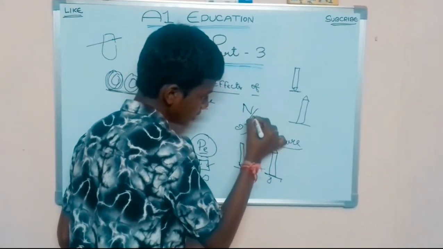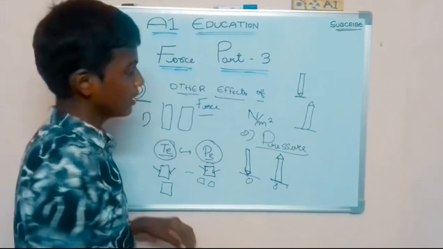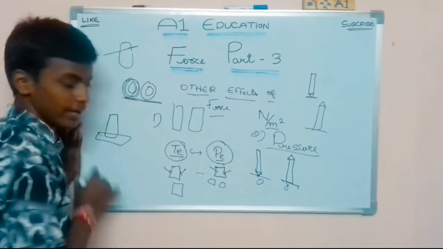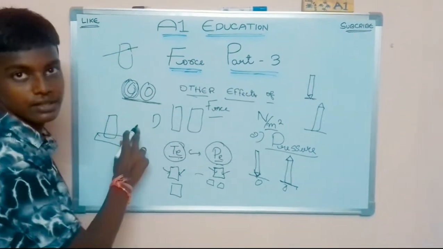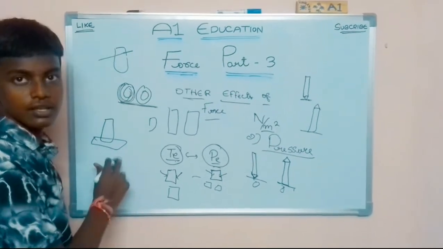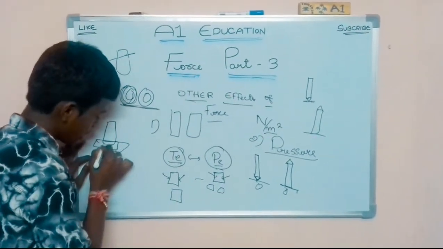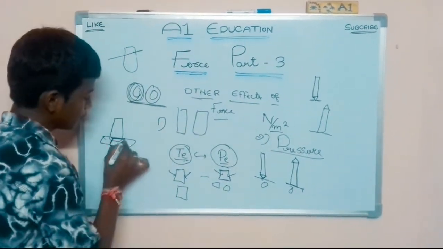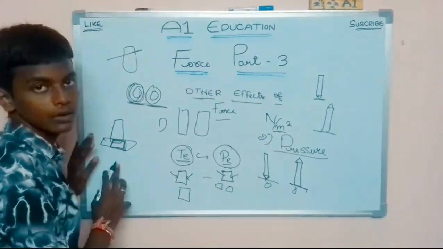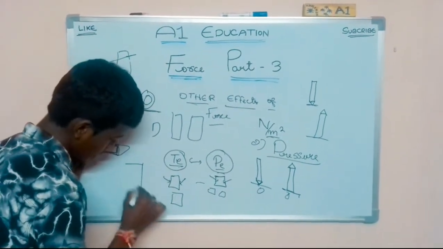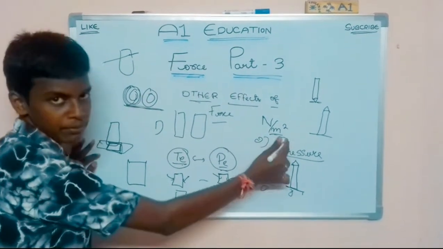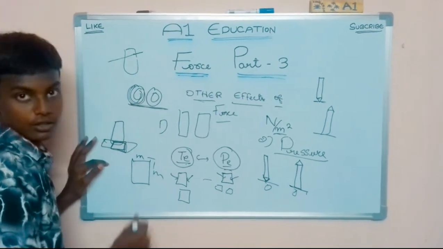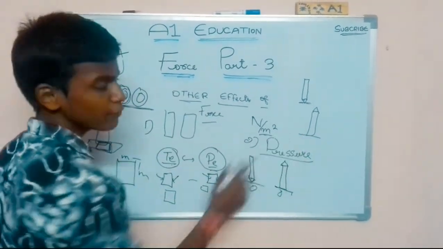What is the unit? The unit is Newton per meter square. Why meter square? Because this is about area. The force acts on the object over the area of contact, so we take meter square. Meter into meter, length into breadth, so meter square.